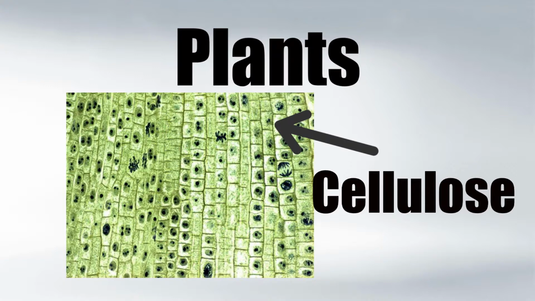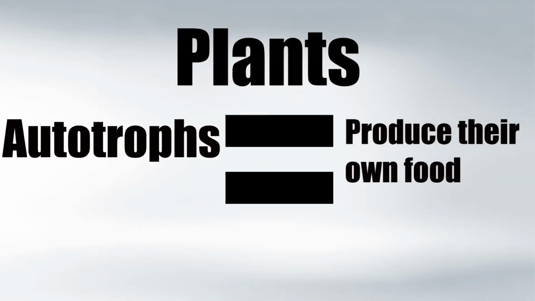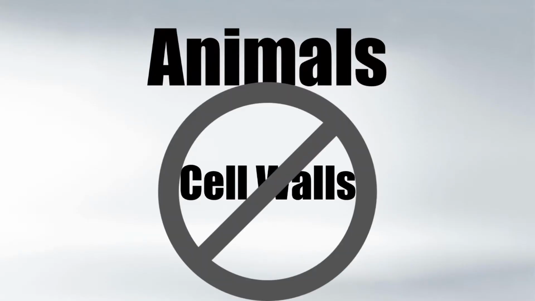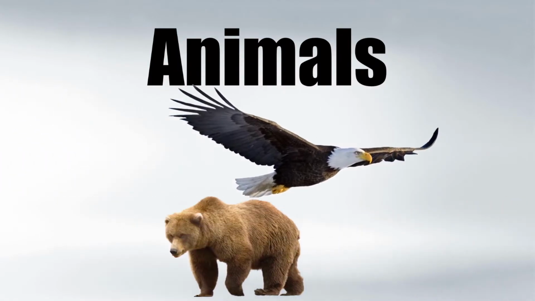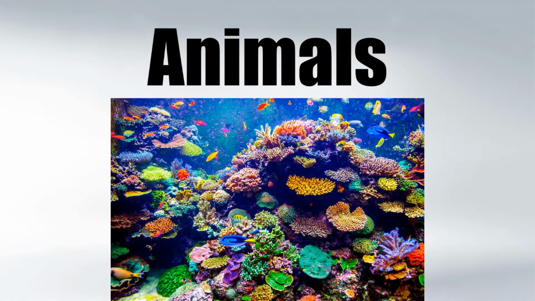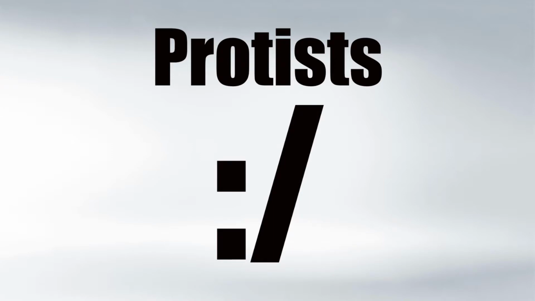Moving on, plants have cell walls made of cellulose, and plants are autotrophs, meaning they produce their own food using photosynthesis. Animals have no cell walls. Animals also have complex organ systems and are mostly mobile, with some exceptions like coral. Protists are basically everything else.